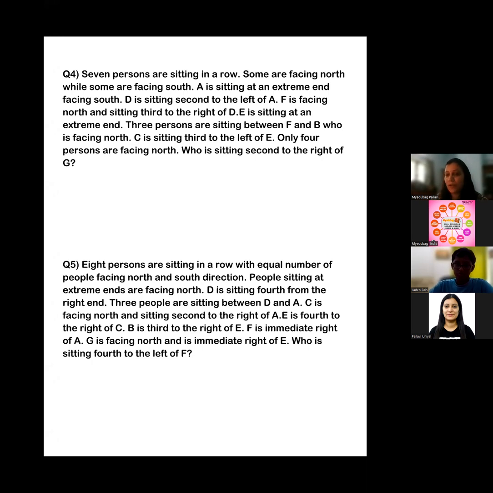So now I hope you have understood how we arrange people in a linear row, linear arrangement. So let us try question number 5. 8 persons are sitting in a row with an equal number of people facing north and south direction. So some people are facing north, some are south, and an equal number are facing both directions. That means if a total of 8 persons are there, 4 will be facing north and 4 will be facing south.